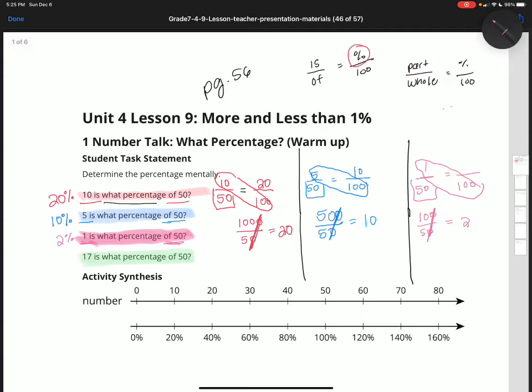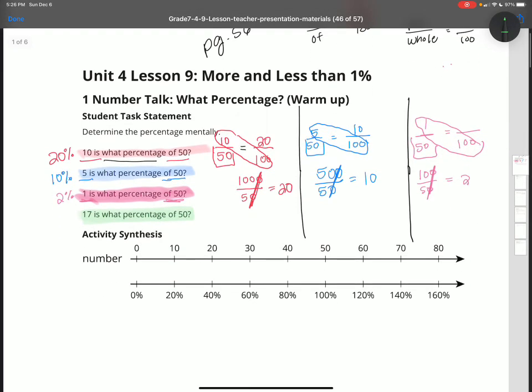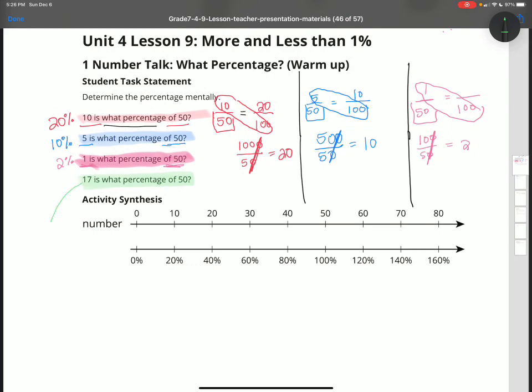Okay? So now it's telling me to solve this last one. And I promise you guys that I'm going to solve this one mentally. I want you guys to really understand this, okay? This says, what is 17% of 50? All right, let me scroll up. And I'm breaking this one all the way to the bottom, okay?